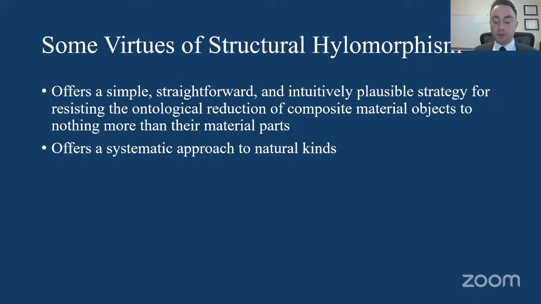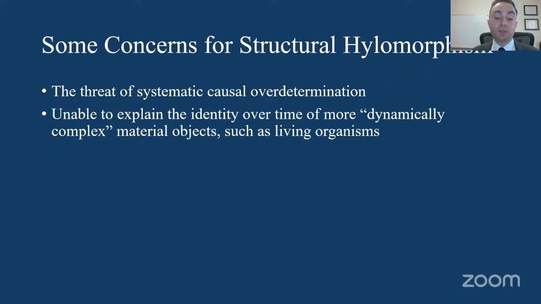Structural hylomorphism also offers a systematic approach to natural kinds. On this account, material objects belong to the kinds that they do and possess the characteristic features and capacities that they do because of the particular arrangement, organization, or structure that is realized in their matter. Nonetheless, there are several concerns that could be raised for structural hylomorphism.